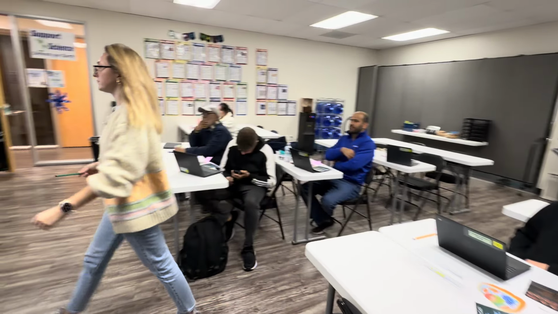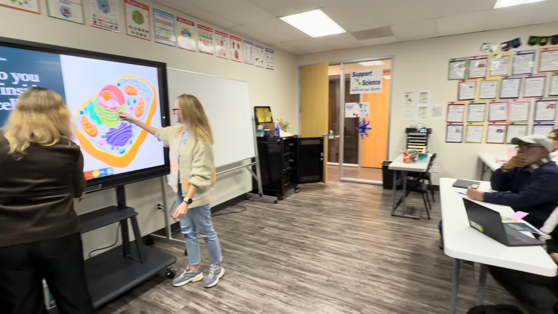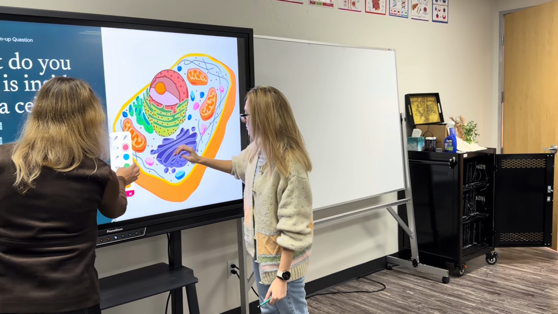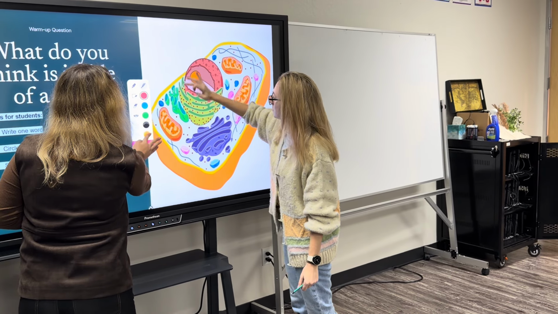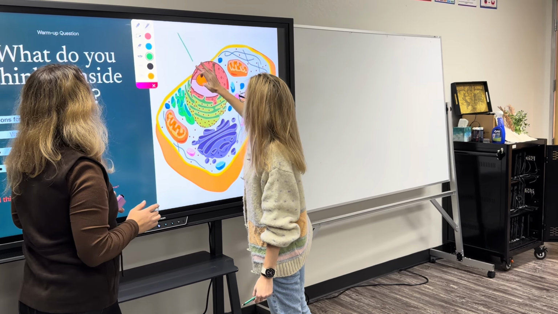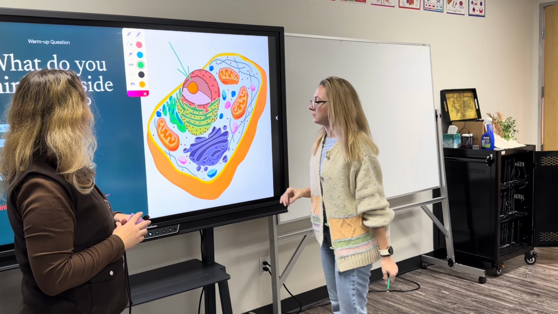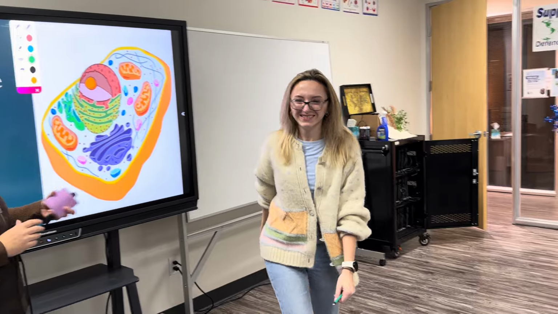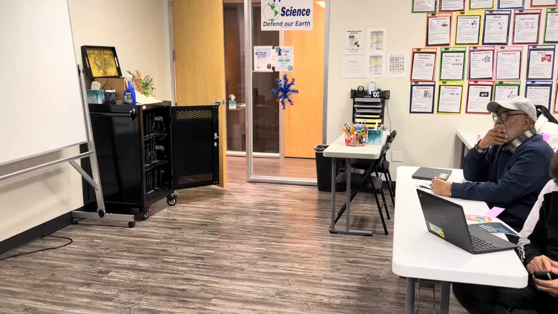Eugenia, how about you? I'm not sure that I can pronounce it correctly. So, in this cell, I can see the nucleus. Can you show us? Where do you see that? Right here. You can use annotation here. Yes, exactly. This is a nucleus. We will learn about that today. Thank you for showing that.